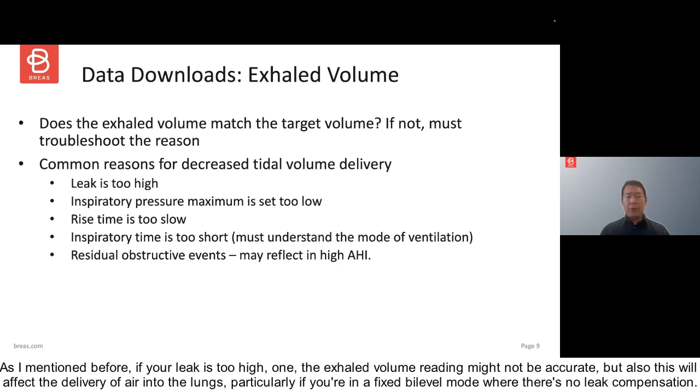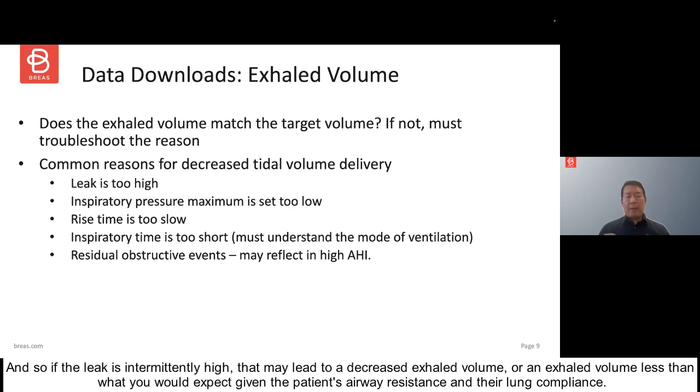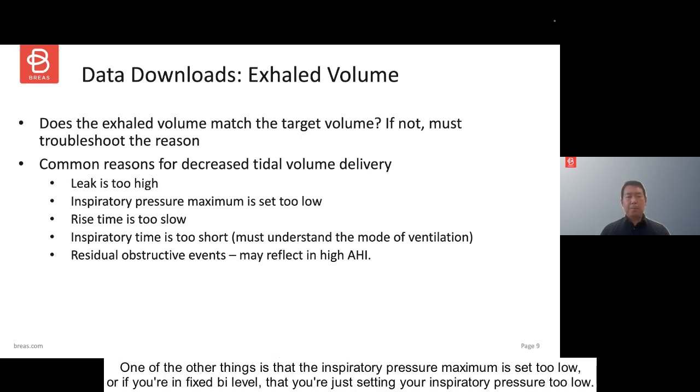And so there are common reasons why the tidal volume will be decreased and not quite at your target. As I mentioned before, if your leak is too high, one, the exhaled volume reading might not be accurate, but also this will affect the delivery of air into the lungs, particularly if you're in a fixed bilevel mode where there's no leak compensation. And if the leak is intermittently high, that may lead to a decreased exhaled volume, or an exhaled volume less than what you would expect given the patient's airway resistance and their lung compliance.